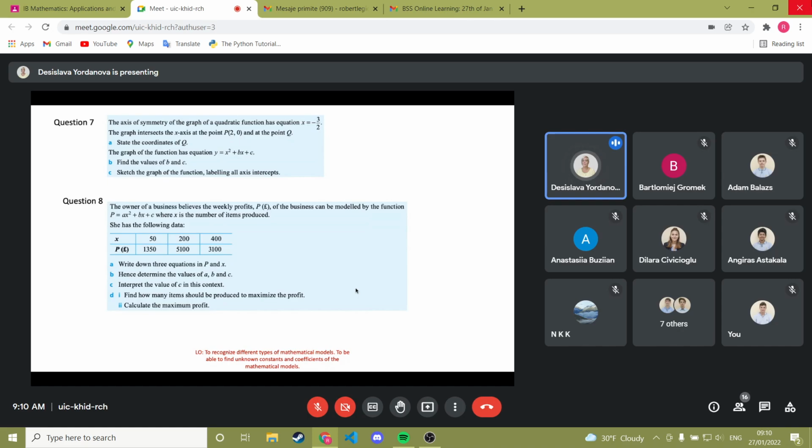Okay, and find how many items should be produced to maximize the profit. How do we find it? The easiest possible way, I hope. Graph. You use your best friend, the calculator, you graph it, and you find the coordinates of the turning point or the vertex. The x coordinate of the vertex is the answer of D1. The y coordinate of the vertex is the answer of D2.